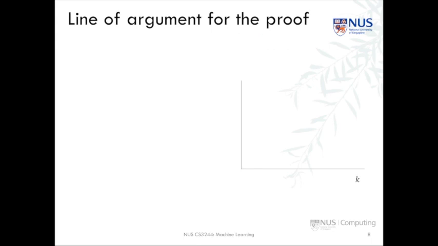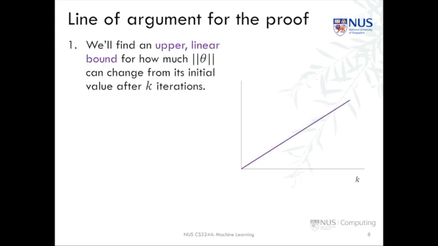So the line of argument for the proof is like this. We're going to first find an upper bound, which is linear, for how much the norm is going to be able to change from its initial value. Let's say its initial value is set to all zeros. So maybe we're going to initialize theta to a column of all zeros, so that all of the coefficients that we're multiplying against the observations are 0.